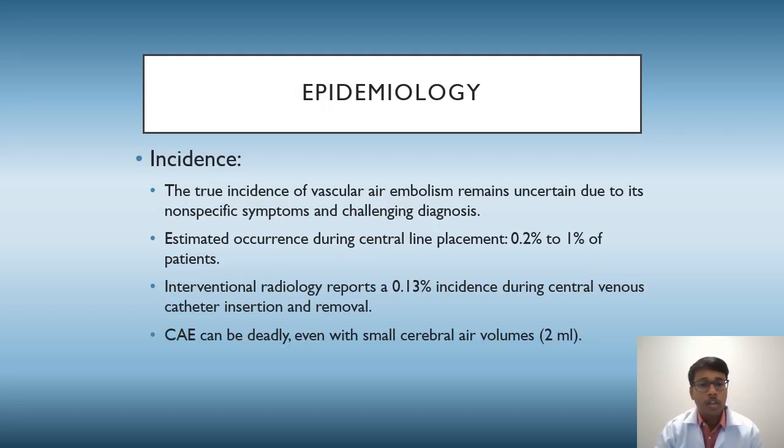Epidemiology: the true incidence of vascular air embolism remains uncertain due to its non-specific symptoms and challenging diagnosis. The estimated occurrence during central line placement is 0.2% to 1% of patients, and interventional radiology reports a 0.13% incidence during central venous catheter insertion and removal. CAE can be deadly even with small cerebral air volumes as small as 2 ml.